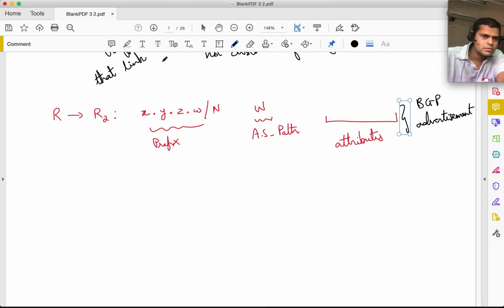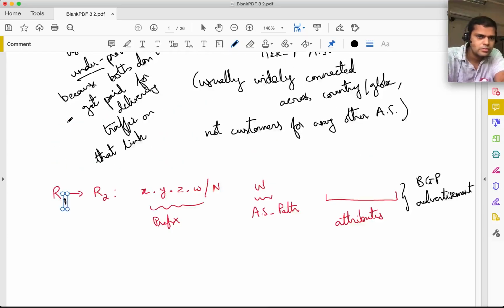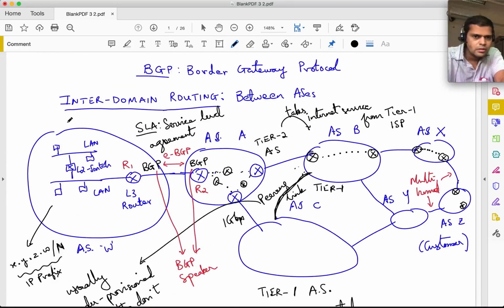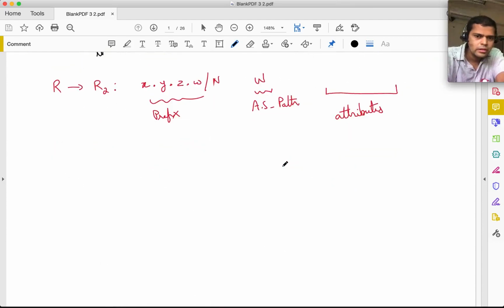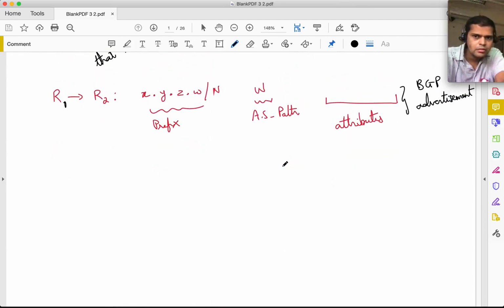Okay, so this is R1 to R2. And let's say that this is R3 and this is R4. So here too there is Ebgp running between them. Okay, there is an Ebgp protocol, and using this Ebgp protocol, R3 is going to tell R4.